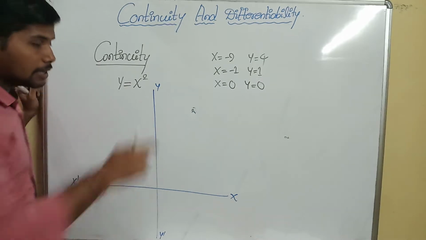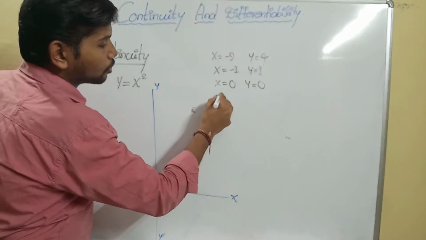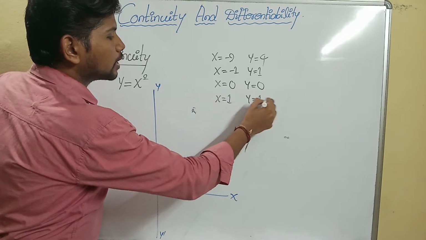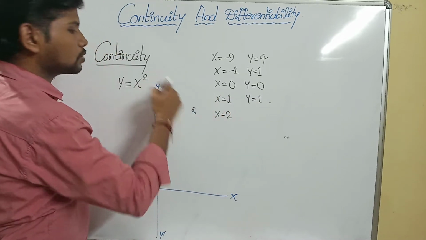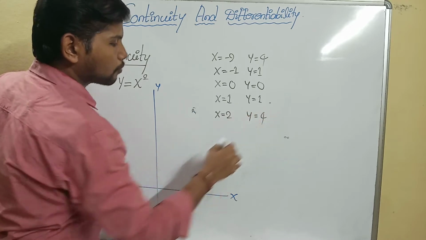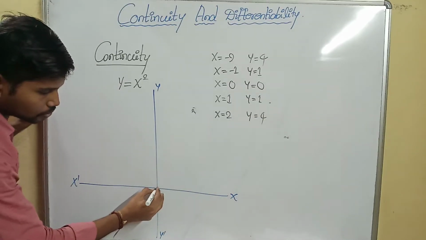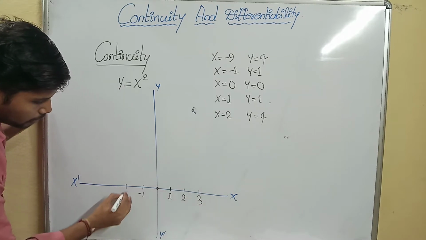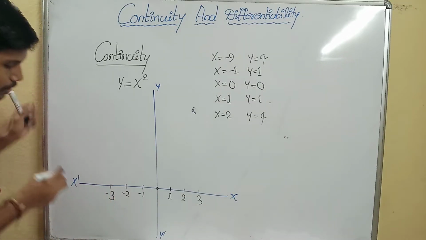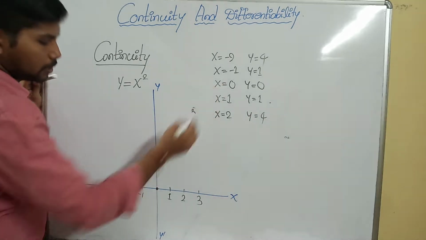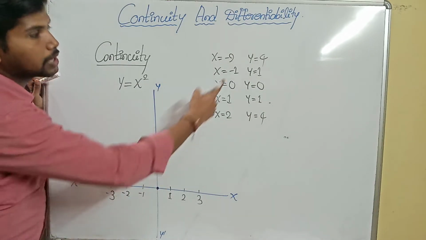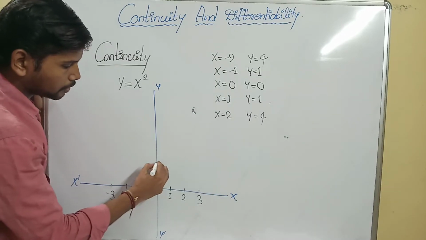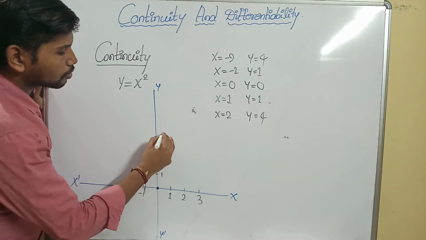X is equal to minus 2, y is equal to minus 2 square, which is 4. Got the point clearly? In a similar manner, I'd like to take the positive values also. X is equal to 1, y is equal to 1. X is equal to 2, what is 2 square? Y is equal to 4. X equal to 0, 1, 2, 3, and minus 1, minus 2, minus 3. Now concentrate on the board. When x is equal to 0, y is equal to 0. When x is equal to minus 1, y is equal to 1.